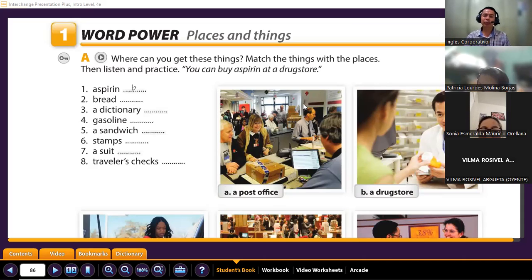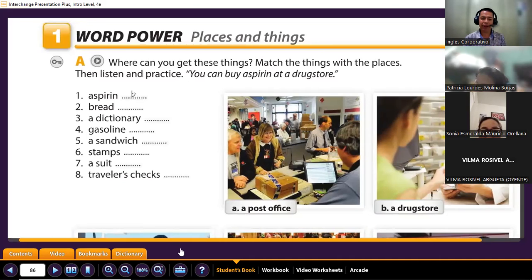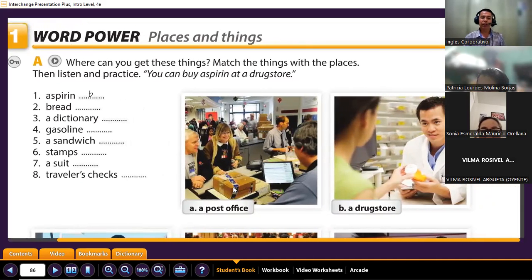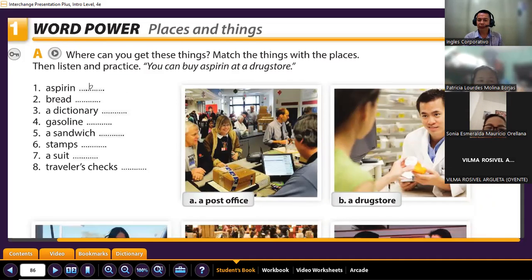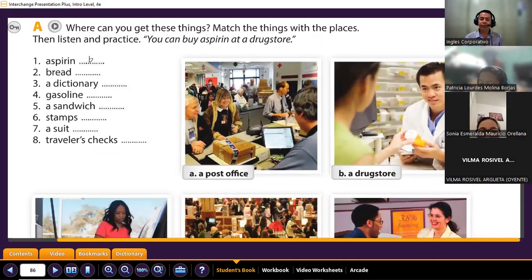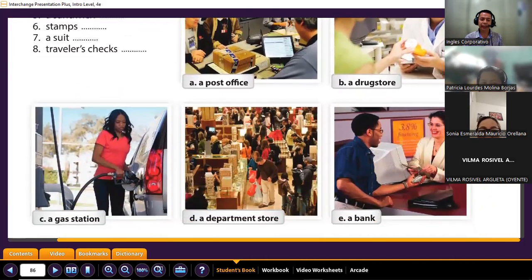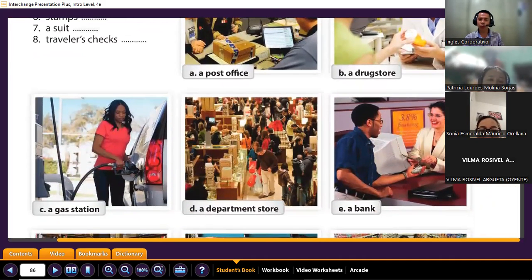Okay, class, we're going to practice here some places in the city, right? Remember, we were talking about bank, pharmacy, school, etc. So here we have some places. Listen, please. I have here the post office. Nobody uses it anymore, but the post office. We have the drugstore, the gas station, the department store, like Sara's, Prisma, Simán, etc., etc., right?